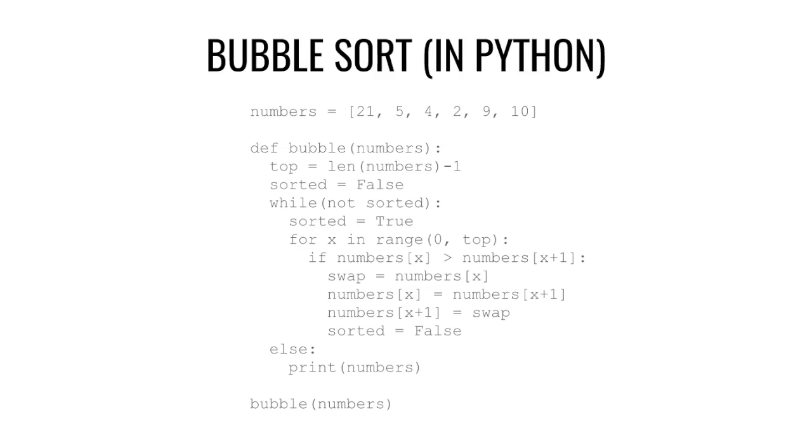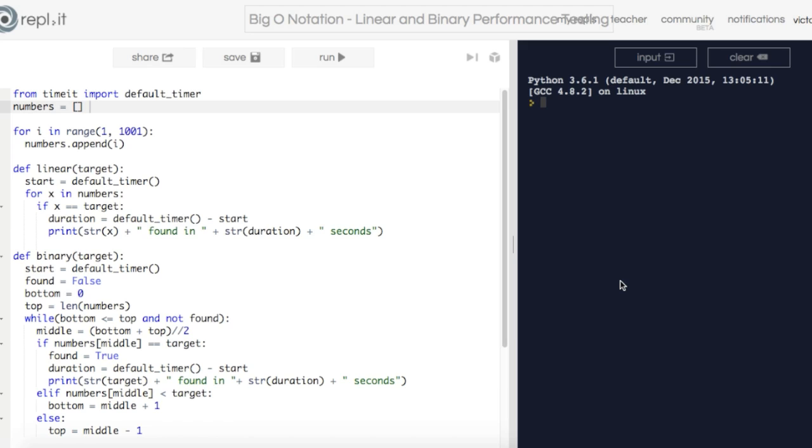Here's an example of bubble sort in Python. Again, have a look at it. We have a simple declaration of an array, numbers. We have a function, bubbles. We pass in a parameter, numbers. That can come from an input or as an argument in the function itself. And then we'll run through this practically at the end of the lecture and see the results and time it and everything. Okay, so let's go ahead and start with our linear and binary performance tests.